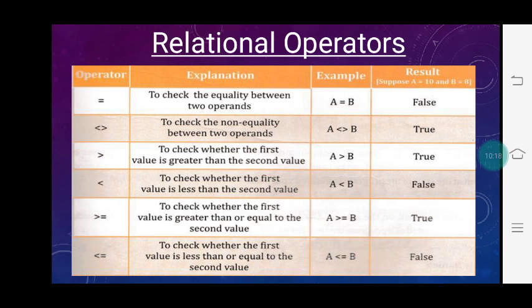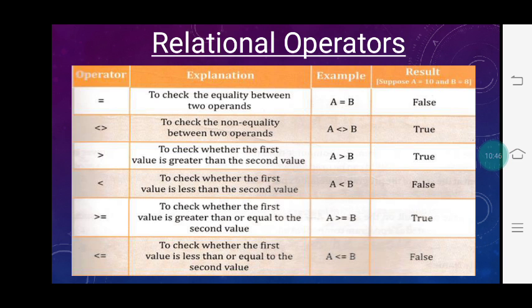Next one is the relational operator. Now here operators are given. First one is the is equal to, to check the equality between two operands. For example, A is equal to B. Consider the value A is equal to 10 and B is equal to 8. So here 10 equals 8 is not equal. So the result is false.